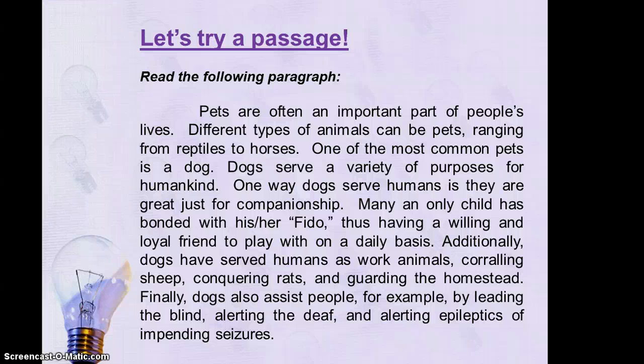Many an only child has bonded with his or her Fido, thus having a willing and loyal friend to play with on a daily basis. Additionally, dogs have served humans as work animals, corralling sheep, conquering rats, and guarding the homestead. Finally, dogs also assist people, for example, by leading the blind, alerting the deaf, and alerting epileptics of impending seizures.